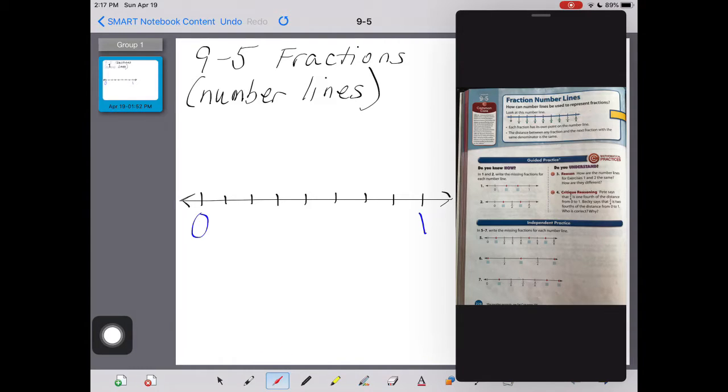And so let's take a look at these sections first. So basically we have our first section, we have our second section, third, fourth, fifth, sixth, seventh, and eighth. So we have 8 sections. And so each one of these sections is 1/8. So we could say that our unit fraction, which means just one part, is 1/8. 1 out of the 8 equal parts.